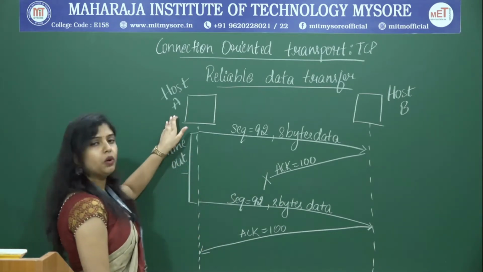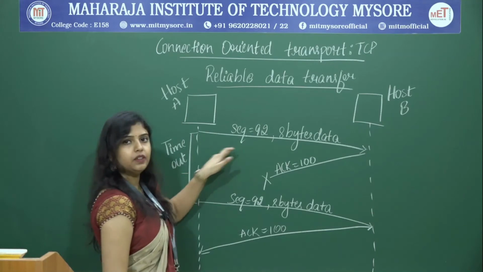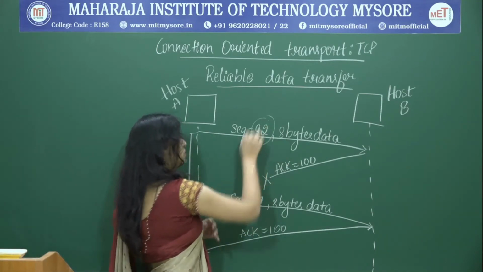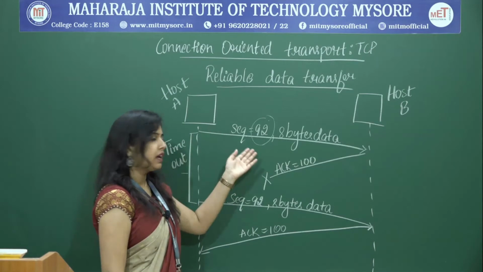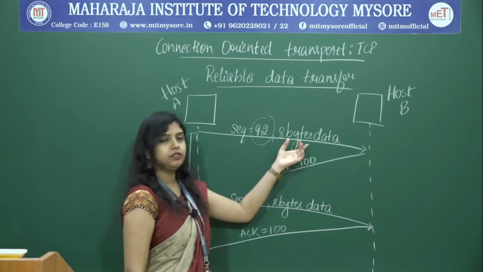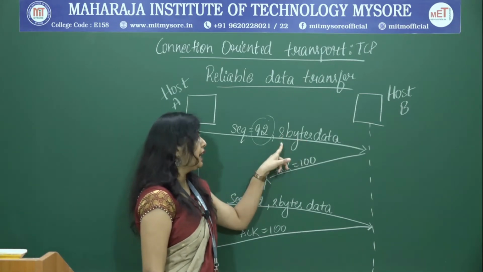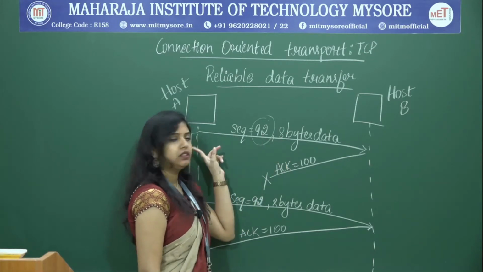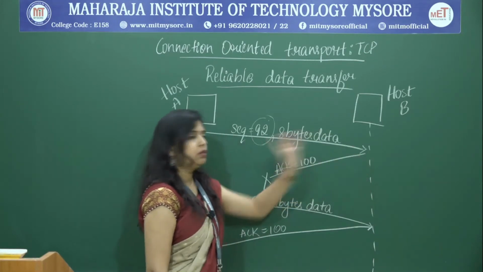Now suppose host A is sending a packet with a sequence number 92. Host A is sending a packet with a sequence number 92, and what is the length of the data, how much data is it sending? 8 bytes of data it is sending from host A to host B.